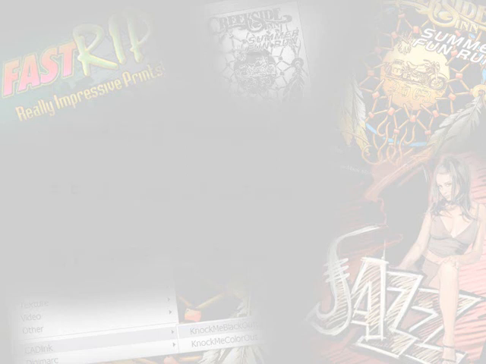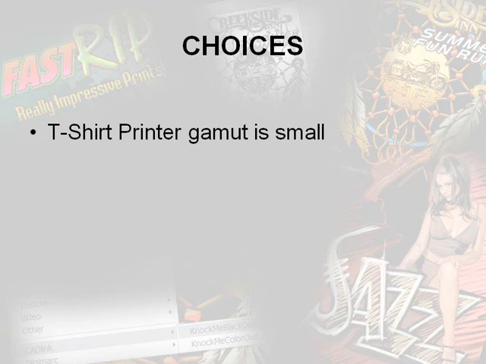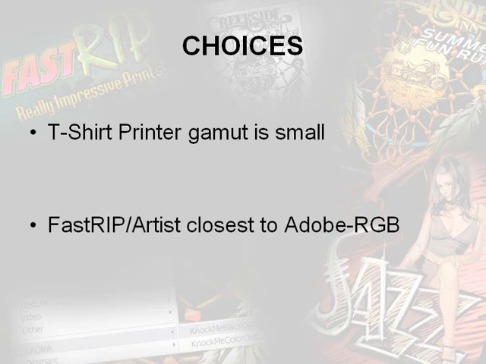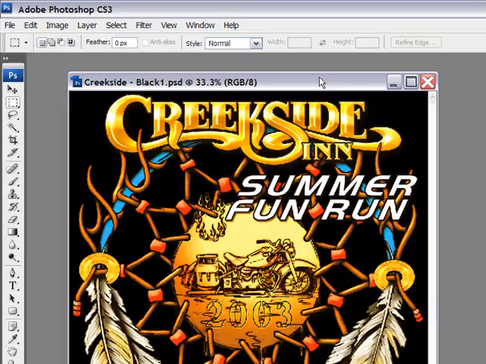Now because the color gamut of a t-shirt printer is relatively small, in fact smaller than any of these color spaces, it doesn't really matter which one you choose to work with, but it's well worth knowing that the default working color space in FastRIP and FastARTIST is equivalent to Adobe RGB. So if you're going to be using a color space other than this, then it's good practice to set up FastARTIST and FastRIP to match your choice.